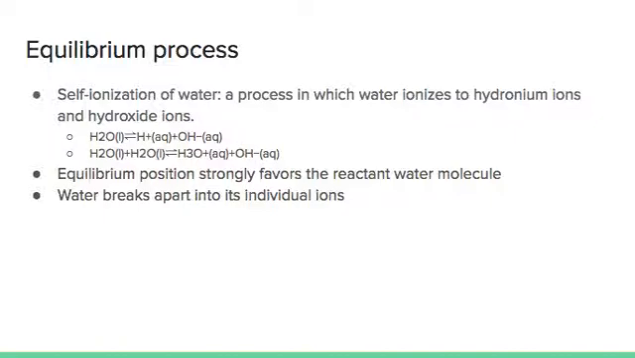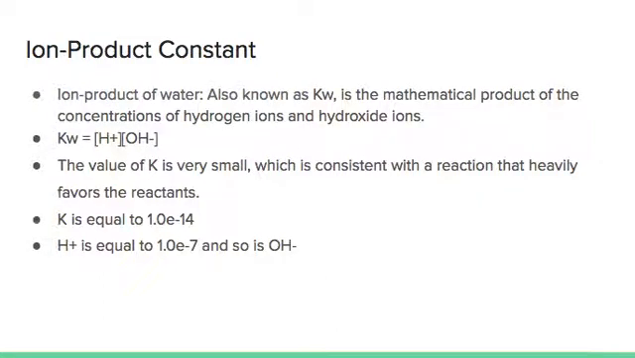So water basically splits up into its two ions, hydrogen being the positive one, and hydroxide being the negative one. The first equation is probably the easiest to remember and the simplest to comprehend. So water basically just breaks up into its individual ions. And the equilibrium position strongly favors the reactant water molecule.